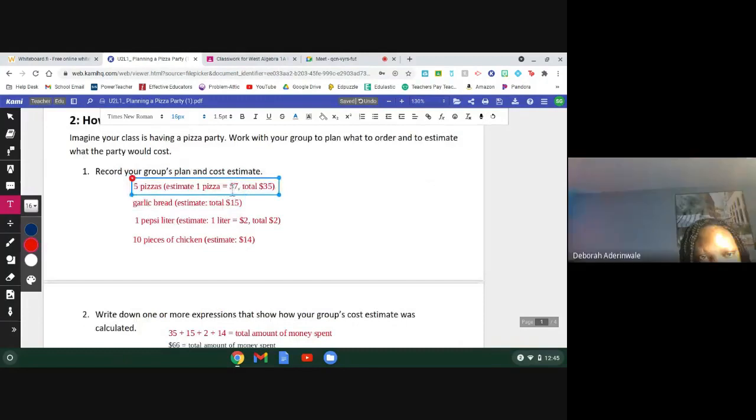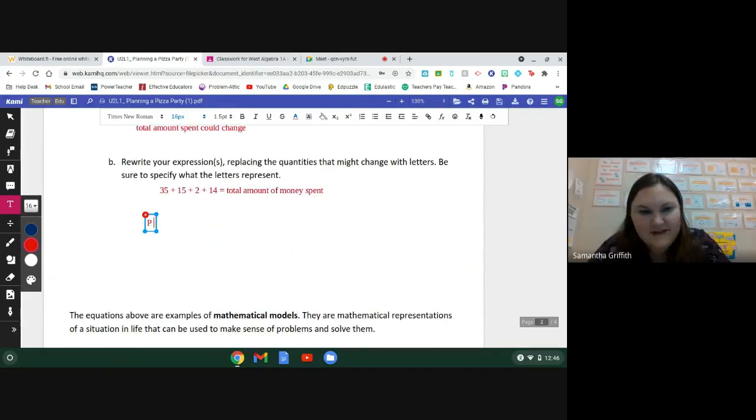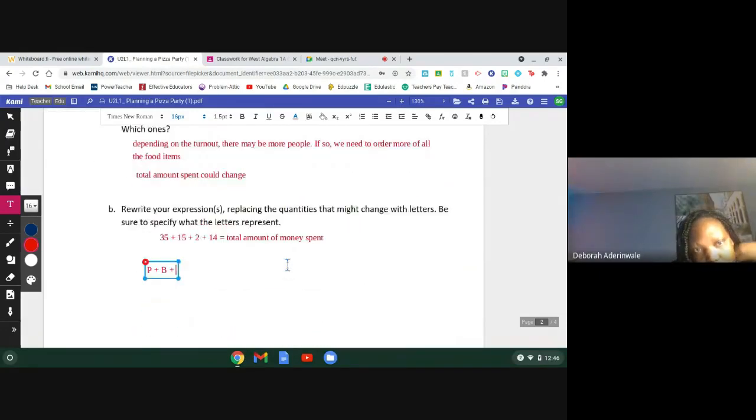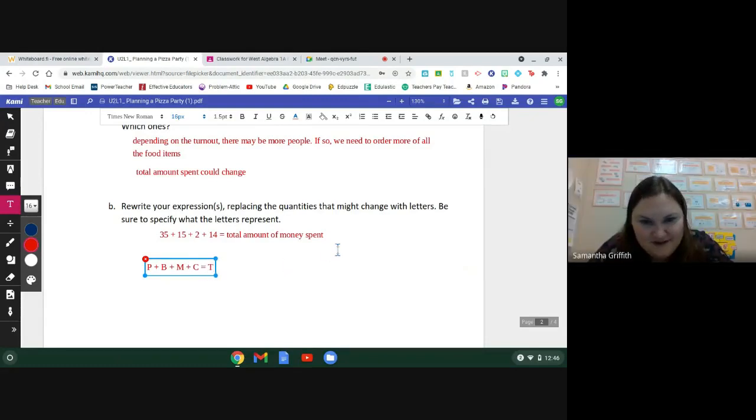So it's going to be P plus B plus, let's use M to represent the pizza. P plus B plus M. We just use M for the, then plus C equals T. Okay, so you gave us a lot of letters.